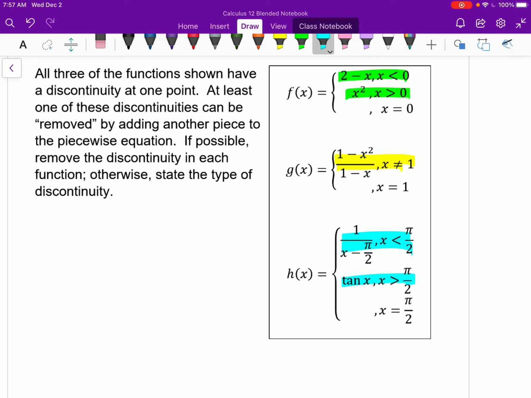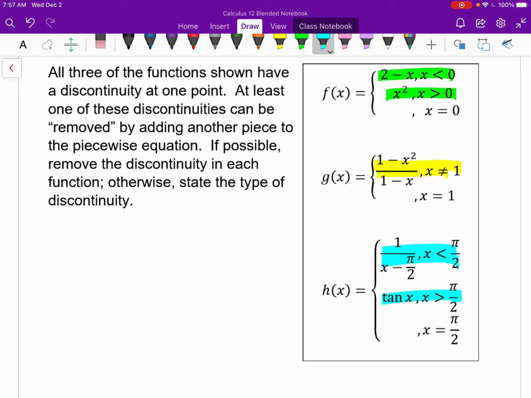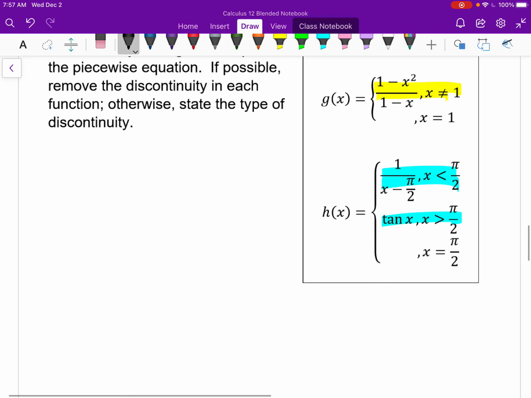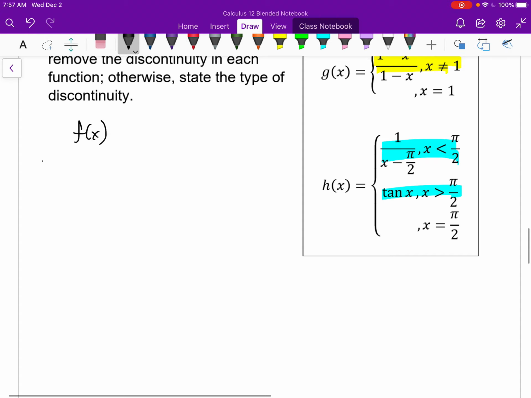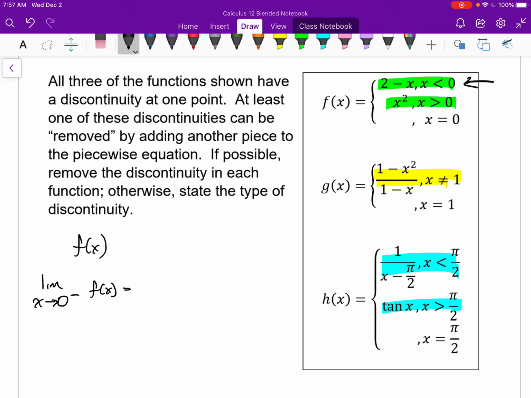Well, let's look at function f. For this we have to think about what's happening as we approach 0. I want to visualize what's happening to this function as we approach 0. What that really means is I want to find the limit of the 2 pieces from the left and from the right. So first, for f of x, I want to find the limit as we approach 0 from the left. If I look at my equation, as we approach from the left, that means we look at the top piece. I'm getting infinitely close to 0 from the left, so 2 minus 0, which equals 2.